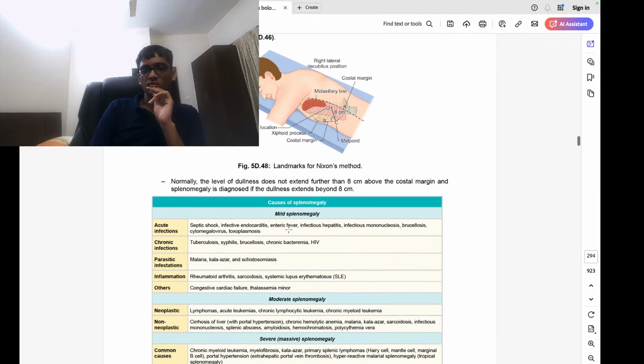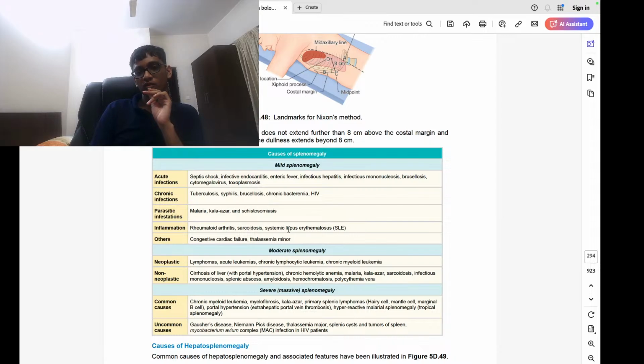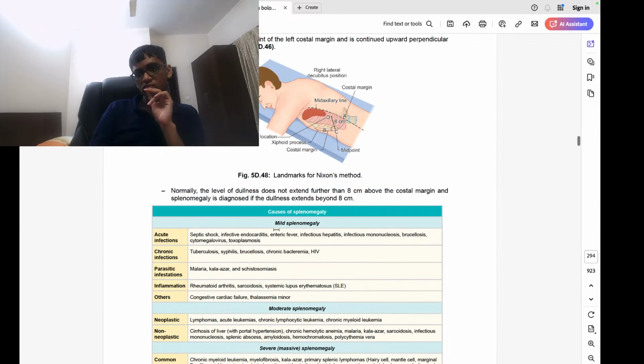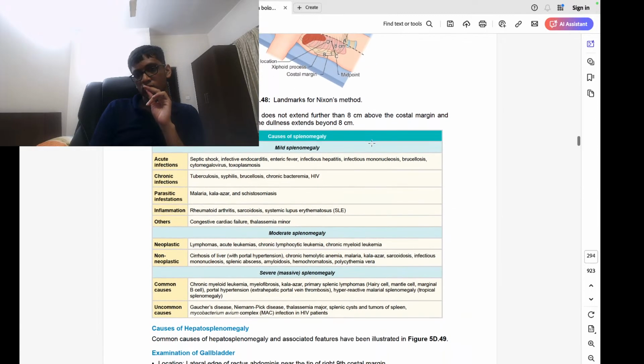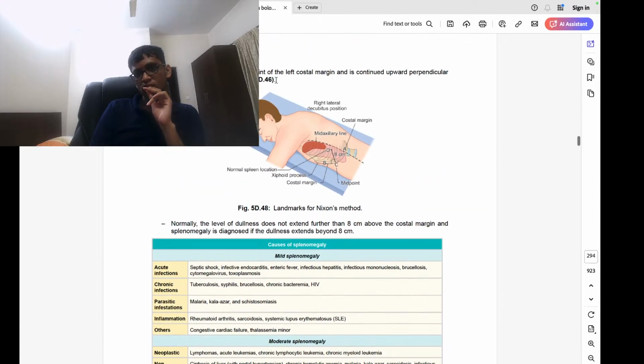We really have a lot of landmarks, but I do not understand. Normally, the level of dullness does not extend further than 8 cm below the costal margin. Splenomegaly is diagnosed if the dullness extends beyond 8 cm. Start at the midpoint of the left costal margin and continue upward perpendicularly to the left costal margin. You keep on going up like this till you meet the left costal margin.